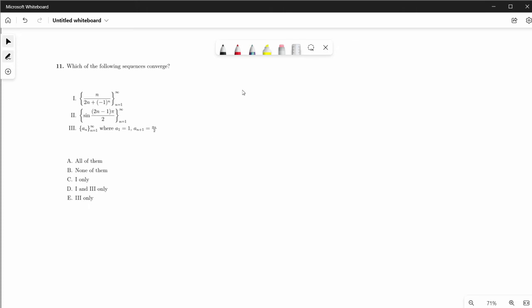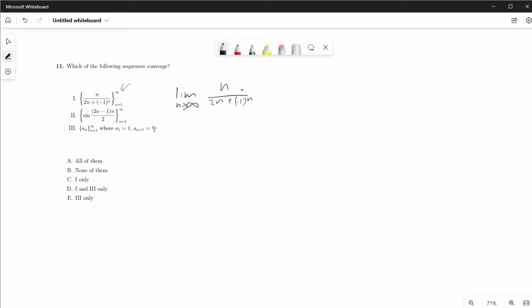For number 11, we have 3 different expressions or sequences. We define if they're convergent. For these, since they all have an ending of infinity, what we can do is take the limit of this as n goes to infinity and see if that converges anywhere. If it's a value or infinity, then we can say if it converges or not. So for the first one, we have (2n plus -1) over n, right?